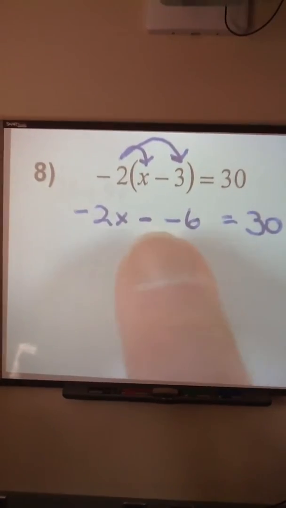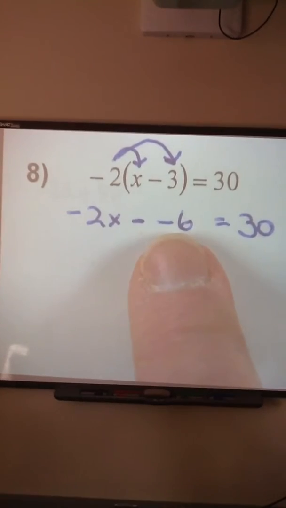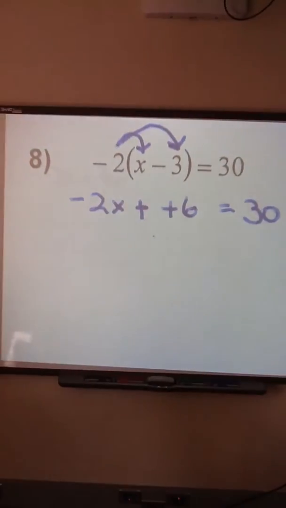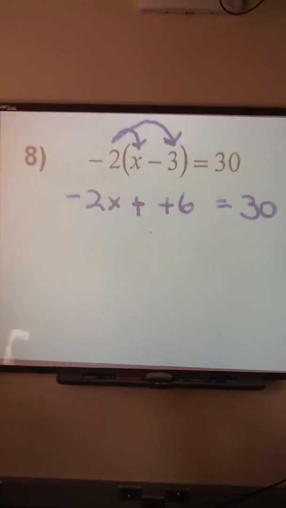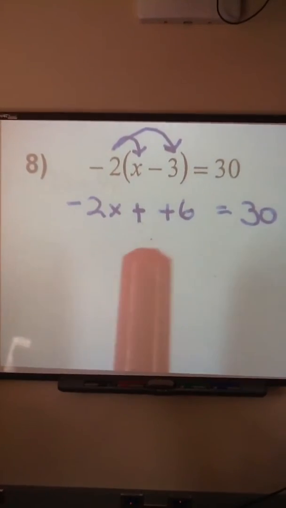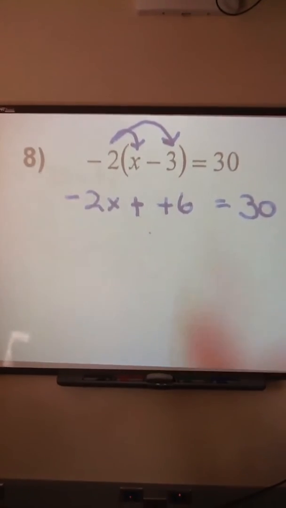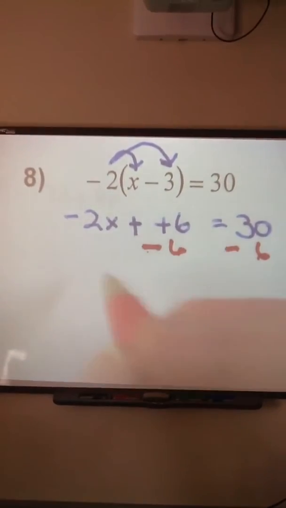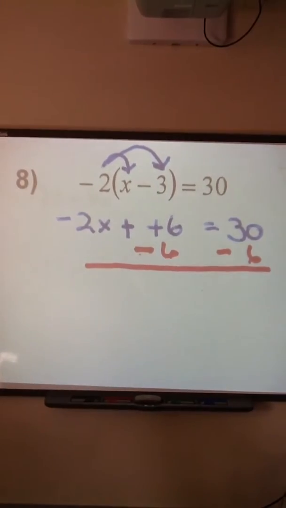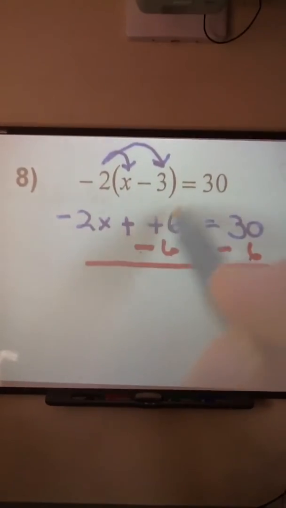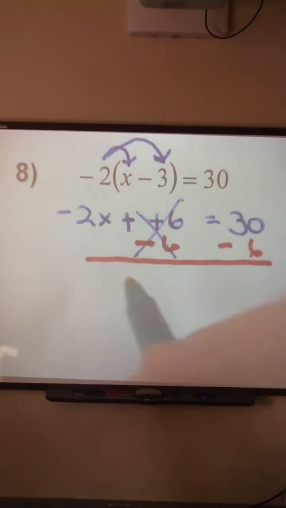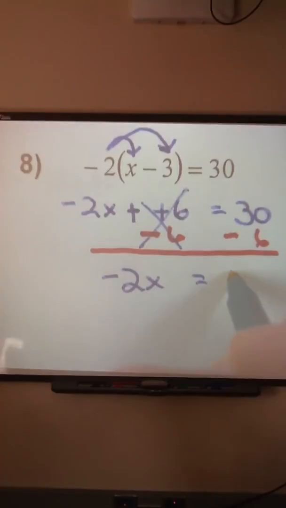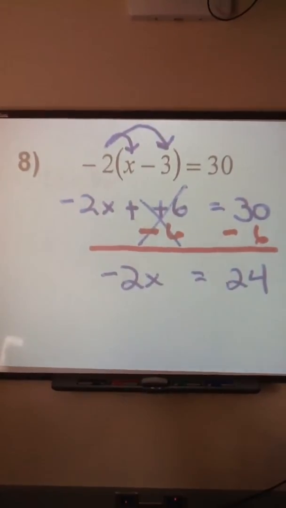Now when you recognize this minus a negative, remember to change that to plus a positive. Our equation is now negative 2x plus 6 equals 30. So our first step would be to subtract 6 from each side. The plus 6 and the minus 6 eliminate each other, and so we're left with negative 2x. And then the 30 minus 6 is 24.